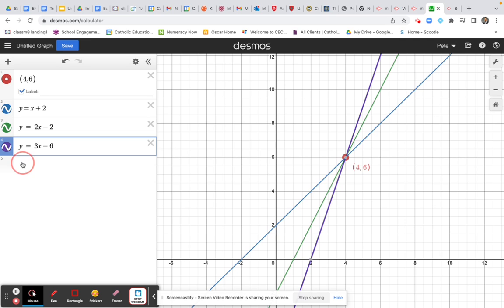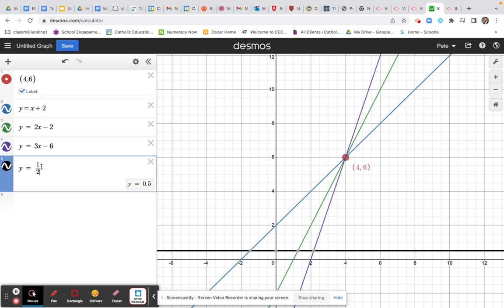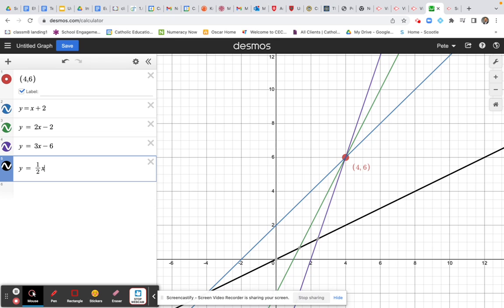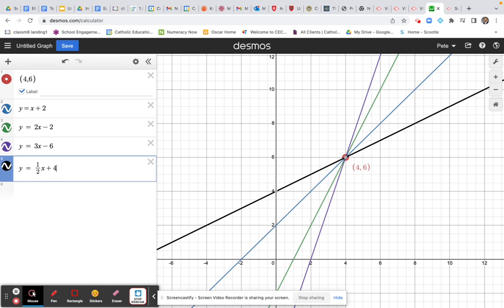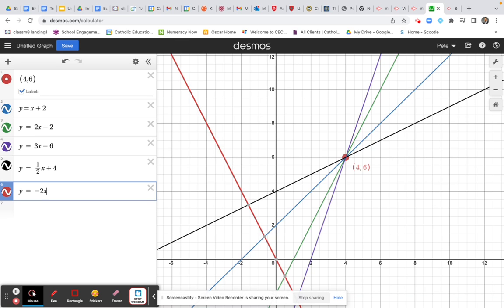So let's try some. We could do y equals a half x. And then what's a half of 4? It is 2. So we're going to have to add 4 to it to get through there. And again, we could do some minuses as well. Y equals, let's say, minus 2x. What's minus 2 times 4? That's minus 8. So what do we have to add? From minus 8 to get up to 6, we have to add 14.